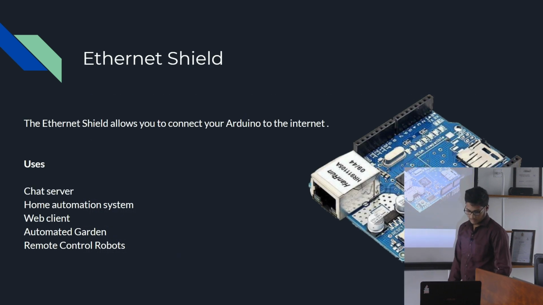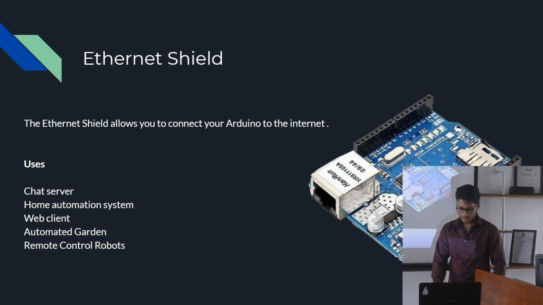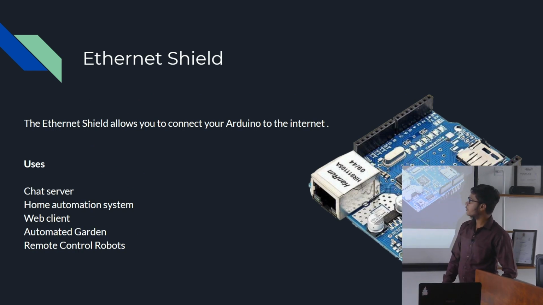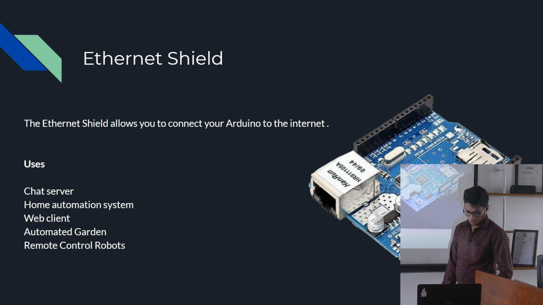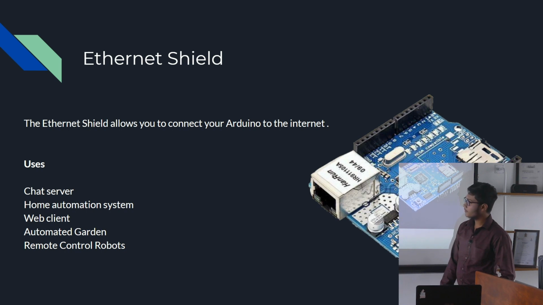This is Ethernet shield. This allows you to connect your Arduino to the internet. So we must connect the RJ45 to this port. By using this shield, we can build chat servers, home automation system, web client, automated garden, remote controlled robots.